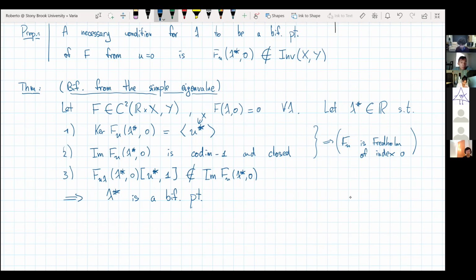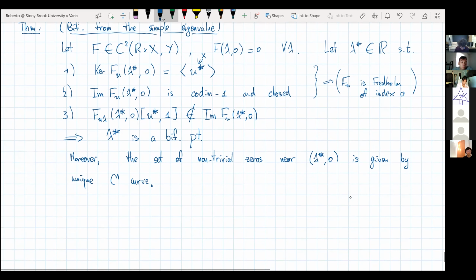And there is more. Moreover, the set of non-trivial zeros near this bifurcation point is given by a unique C1 curve. And you can actually tell what the shape of this curve is near the bifurcation point.